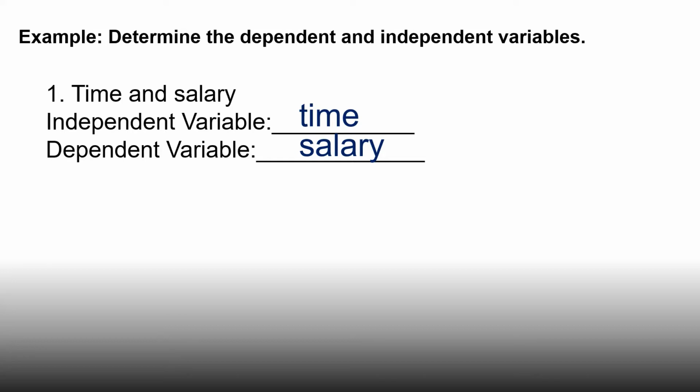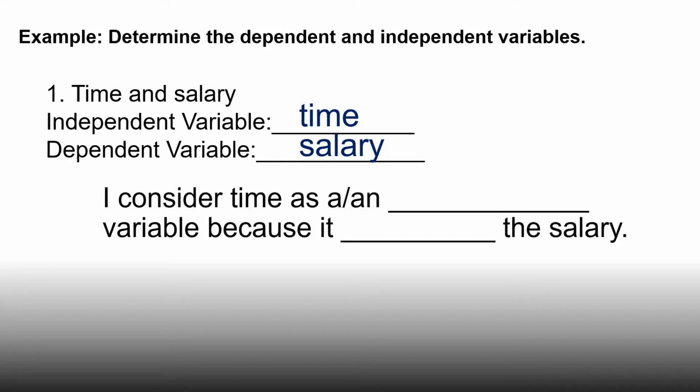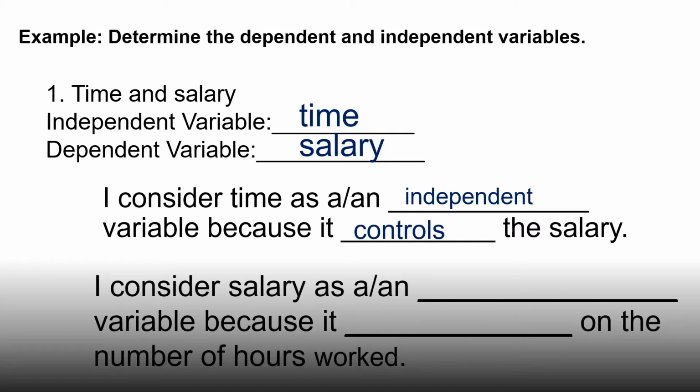Okay, so let's now complete the statement. I consider time as independent variable because it controls the salary. And I consider salary as dependent variable because it depends on the number of hours worked.